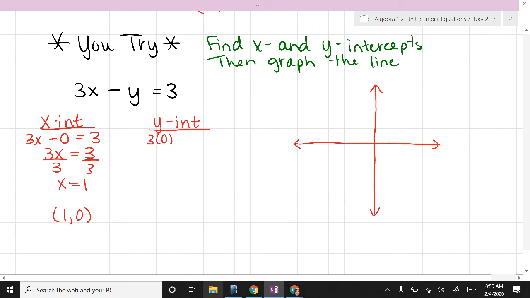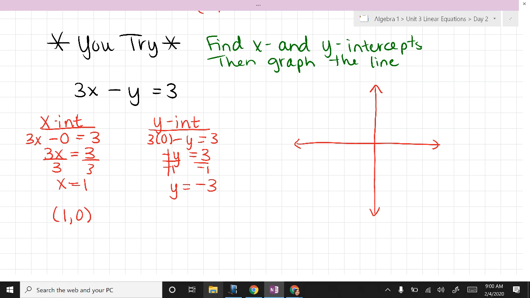How do we get a y-intercept? So 3 times 0 minus y equals 3. So that's just negative y equals 3. How do I solve for y? Divide by negative 1. Y equals what? Does everybody get y equals negative 3? Be careful of those signs. Okay, what's my ordered pair for my y-intercept? 0, negative 3.